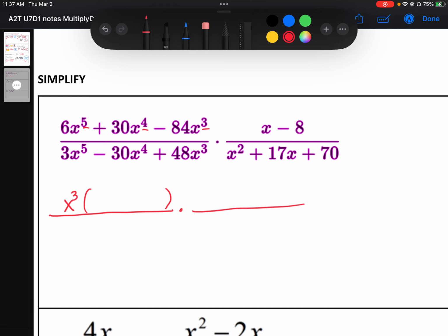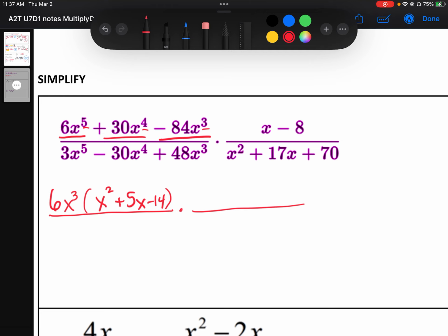Can they all be divided by 6? Yes. So 6x to the 5th divided by 6x cubed is just x squared. Negative 30x to the 4th divided by 6x to the 3rd is positive 5x. Negative 84x cubed divided by 6x cubed is negative 14.